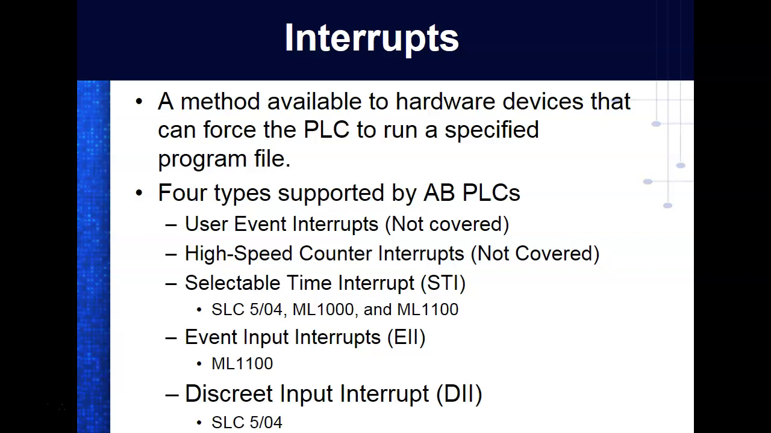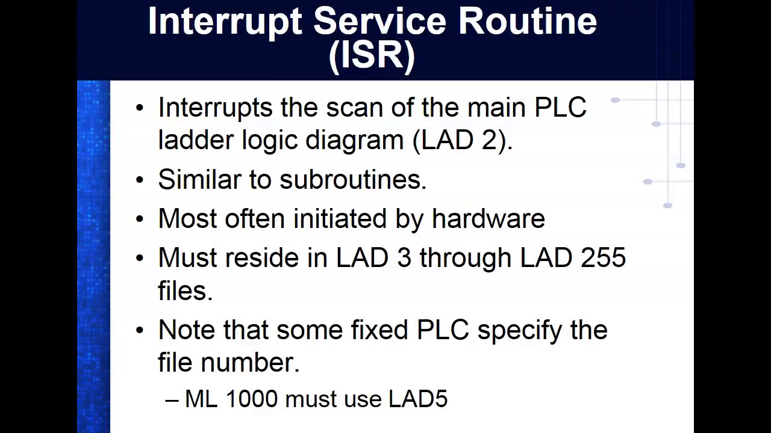What we can do on the 1100 is specify one of our inputs to do this input interrupt. We also have a selectable time interrupt, where we can have the real-time clock generate an interrupt after a certain amount of time. But since the real-time clock is a hardware supported device, this is still what we call a hardware interrupt. It interrupts the scan of the main PLC ladder program, similar to a subroutine. Most often initiated by what?